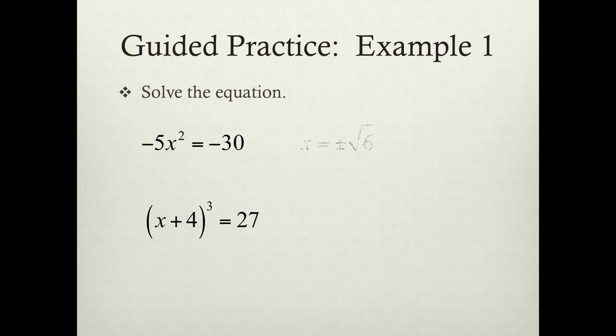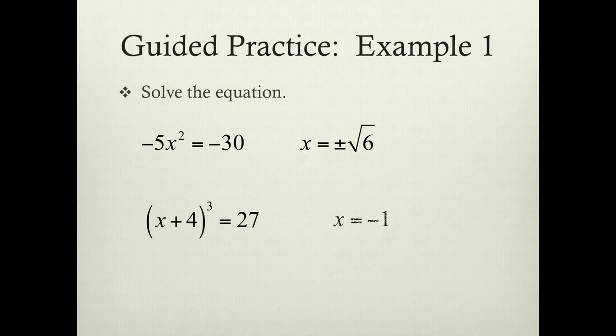All right, so in the first case, we can divide both sides by the negative 5, which will leave us with x squared equal to 6. And then since the square is even, taking the square root will be an even root, and we get x equal to plus or minus the square root of 6.